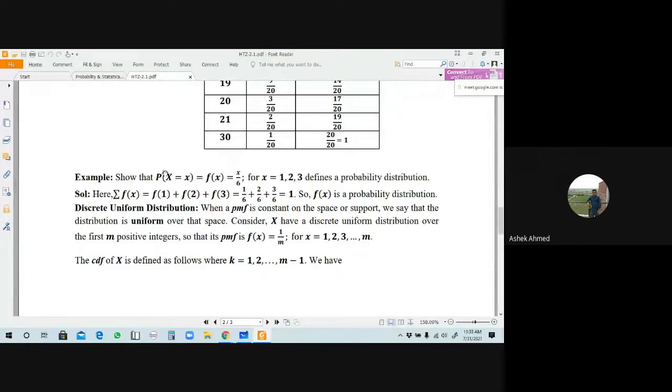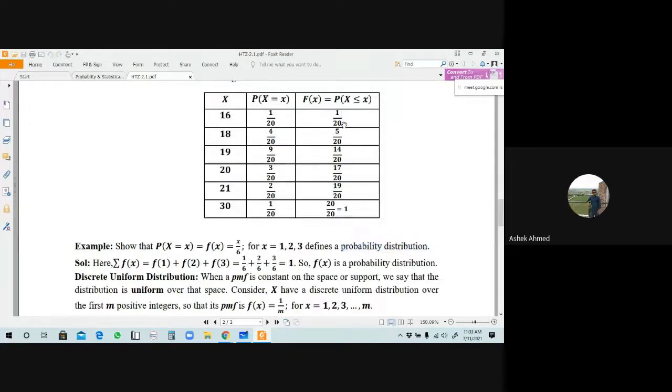From here, show that the probability of capital X equals small x, f of x equals x by 6 for x equals 1 up to 6, defines a probability distribution. Can you say this will be a probability distribution for x equals 1 up to 3? How can we find out? Sir, is this the cumulative probability? The last column we added will be for the cumulative probability.